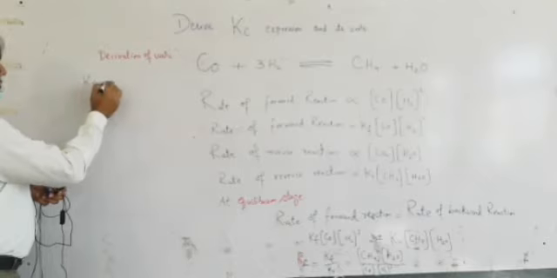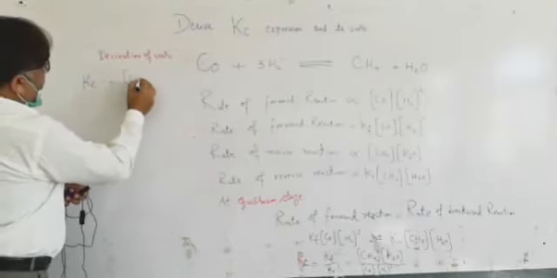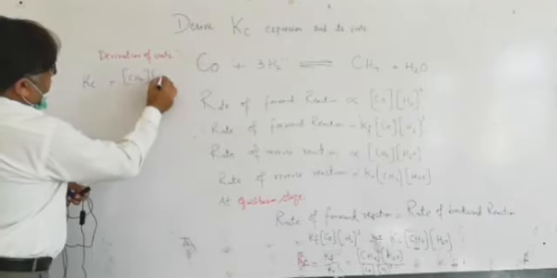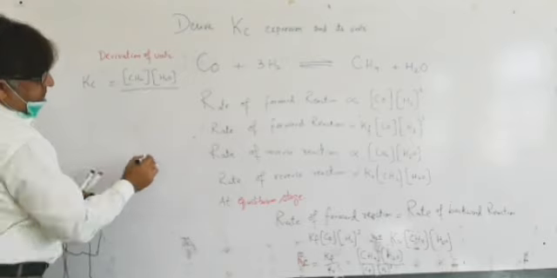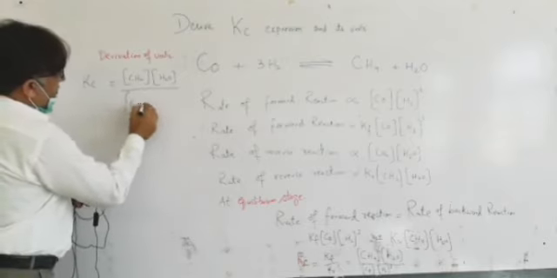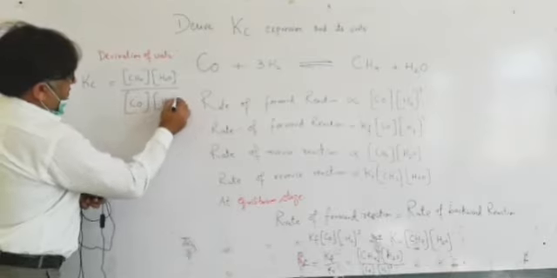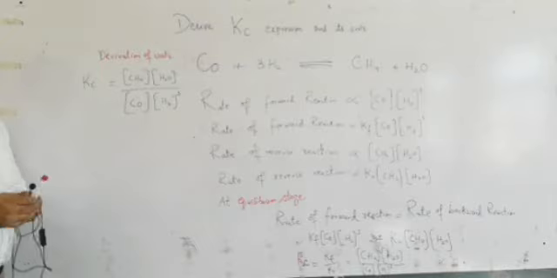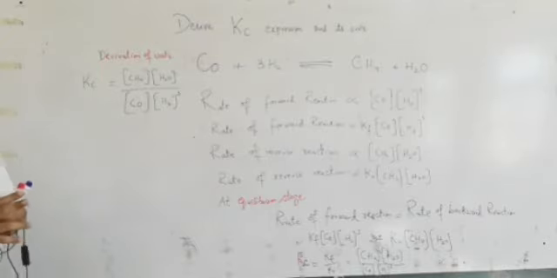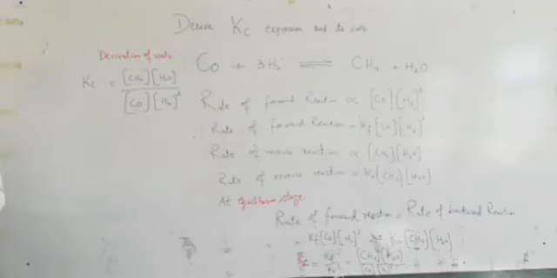Kc is equal to CH4 H2O divided by CO H2 cubed, right? Everyone getting it? So now you will write its units.